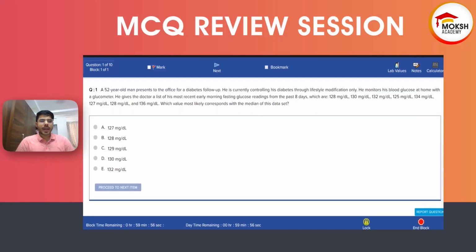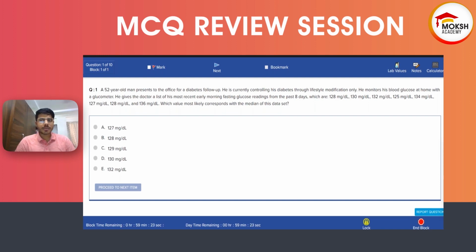A 52-year-old man presents to the office for a diabetes follow-up. He is currently controlling his diabetes through lifestyle modification only. He monitors his blood glucose at home with a glucometer. He gives the doctor a list of his most recent early morning fasting glucose readings for the past 8 days, which are 128, 130, 132, 125, 134, 127, 128, and 136 milligrams per deciliter. Which value most likely corresponds with the median of this data set?